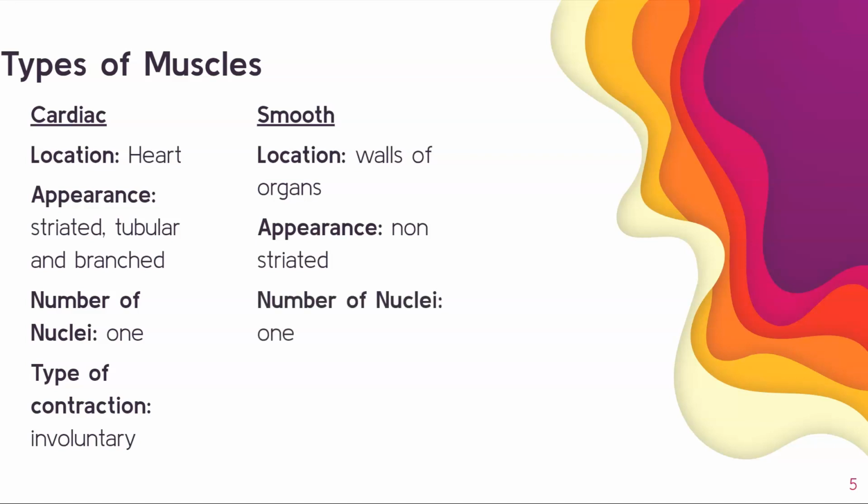Again, it does not have a lot of nuclei, just one. And again, it contracts involuntary, meaning our brain is regulating the peristaltic movements of our esophagus and our stomach, for example, our small intestines. Those are just examples, all right?